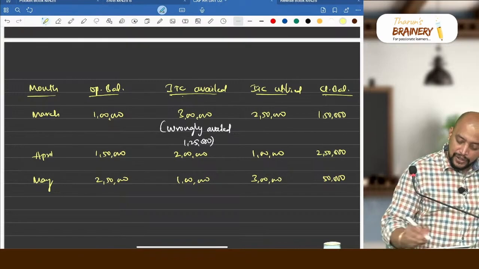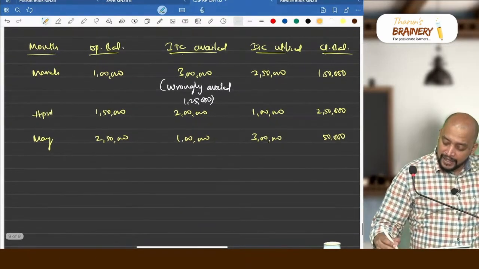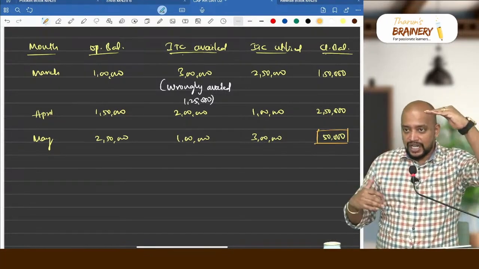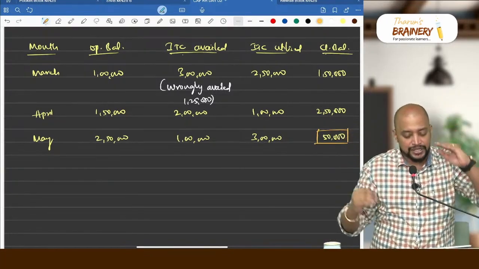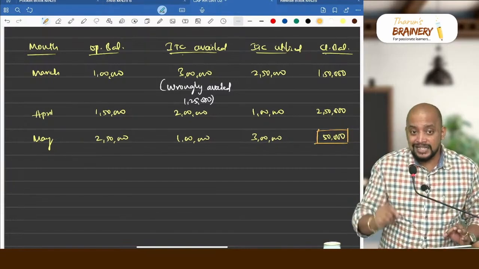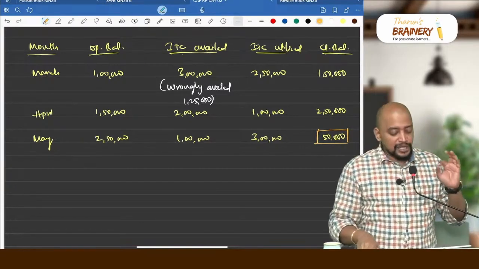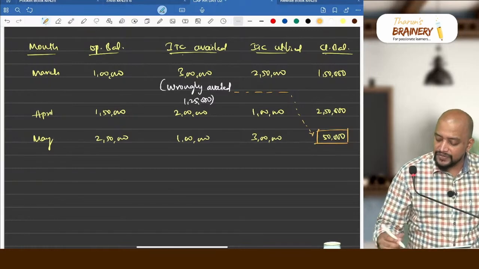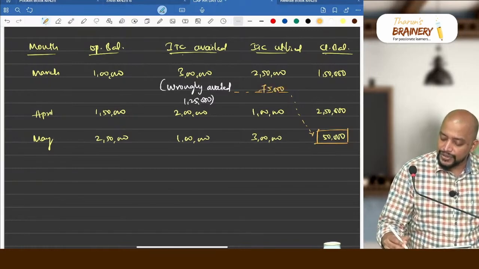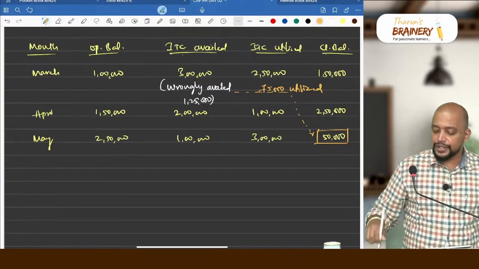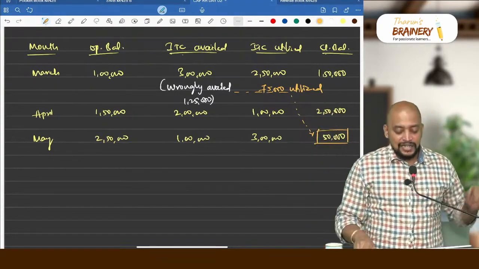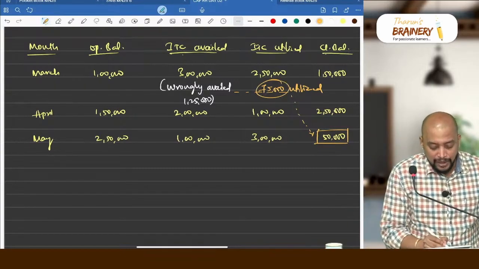Now this particular month we need to check what happened. The balance came down to 50,000. The wrongly availed ITC is 1,25,000. The balance in ITC is 50,000, which means we have utilized 75,000 in the month of May. So out of this wrongly availed ITC, for the month of May, how much have we utilized? 75,000 utilized. Why? Because the balance in ITC falls below the wrongly availed ITC. So 75,000 got utilized in the month of May.